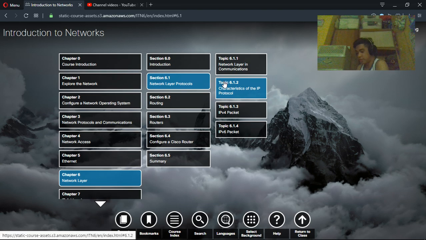IPv4 is a bunch of decimal numbers which has a specific binary value. And as I was saying, because of too many devices, IPv4 will meet its limit.